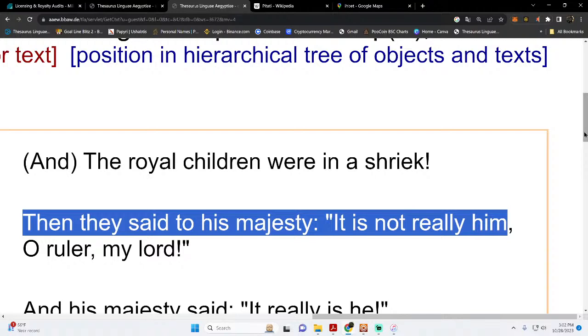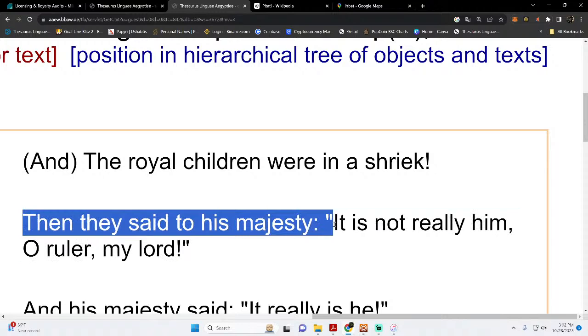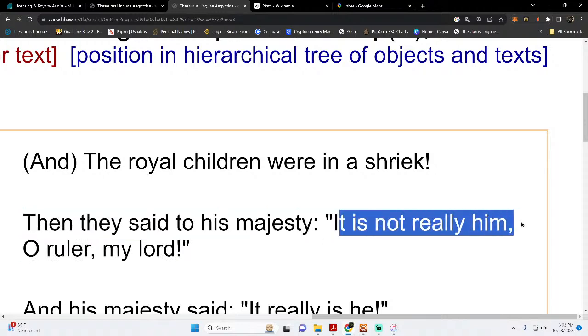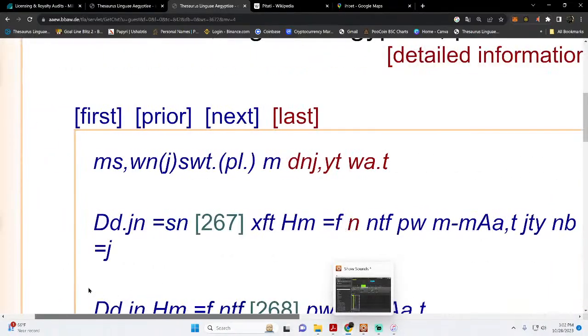It ain't even him, bruh. Then they said to His Majesty, this can't be him. I'll read the Middle Egyptian. This is just the English: it is not really him. Negation comes in the beginning in Middle Egyptian. So let's go to the transliteration.